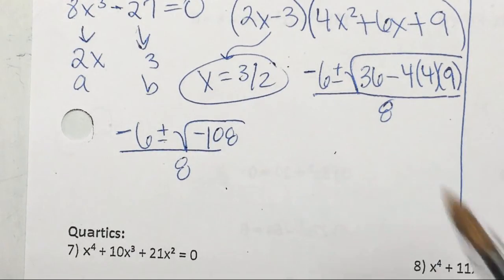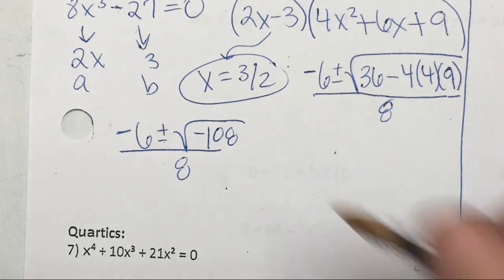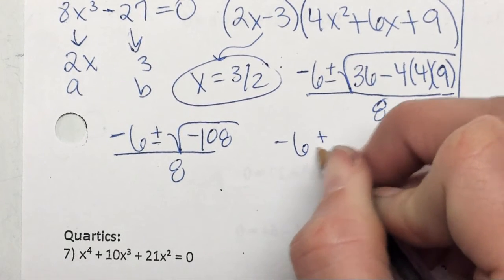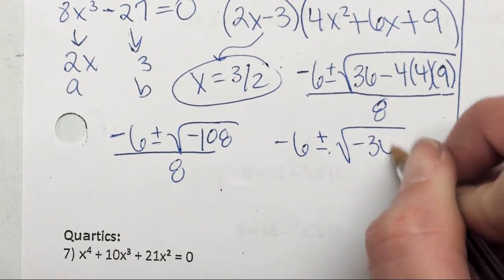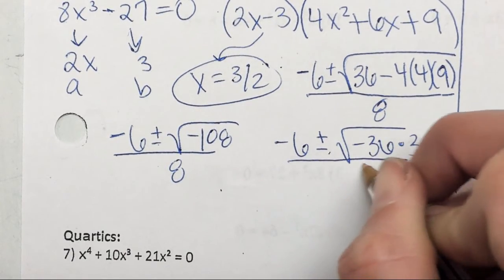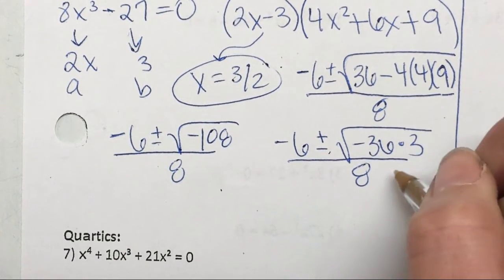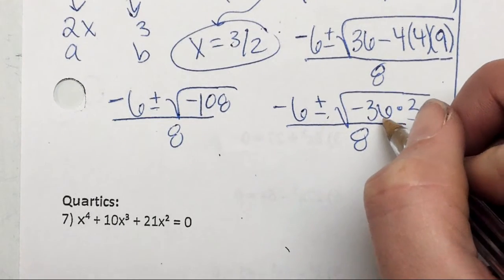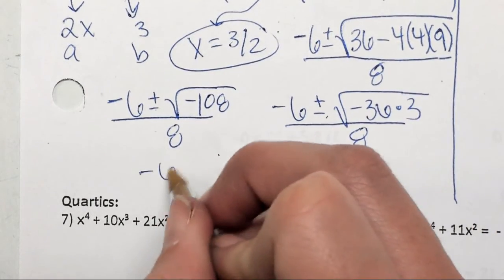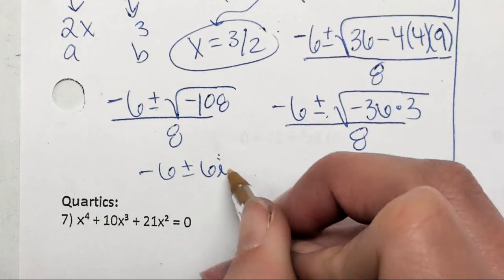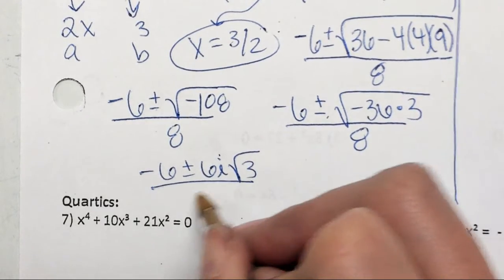What is a perfect square that can go into 108? 9. Bigger. 36. How many times? 3. Okay. So we got -6 plus or minus square root of -36 times 3 all over 8. Square root here? Good. So -6 plus or minus 6i square root of 3 over 8.